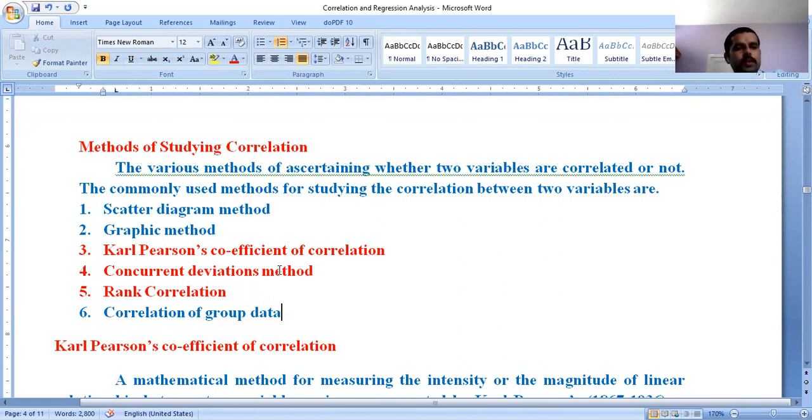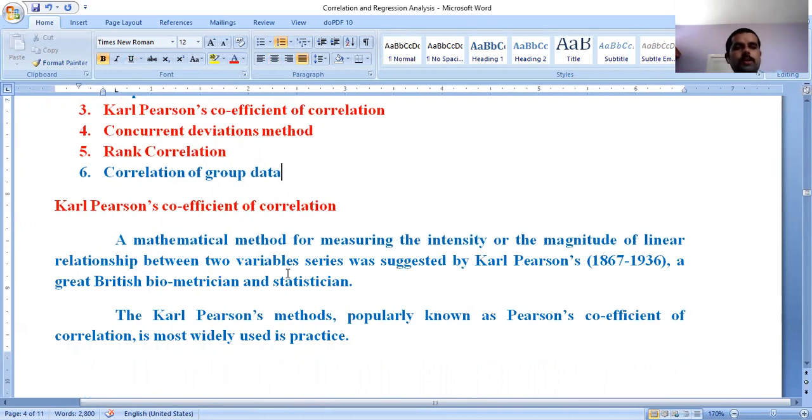Students, please note down these notes also. It will help you from the examination point of view also. So you observe carefully. Karl Pearson's coefficient of correlation is a mathematical method for measuring the intensity or the magnitude of linear relationship between two variable series. It was suggested by Karl Pearson, 1867 to 1936, a great British biometrician and statistician.